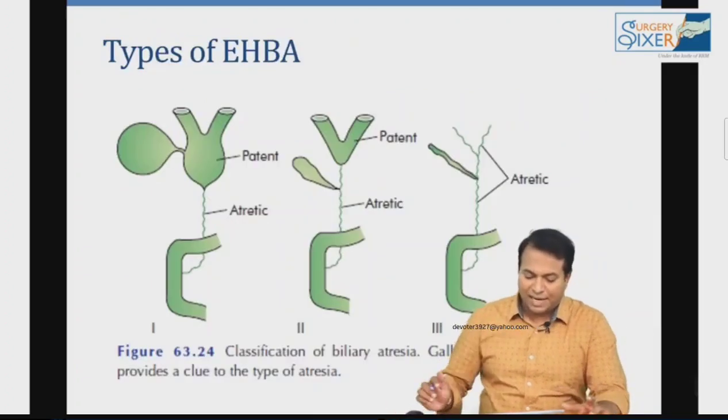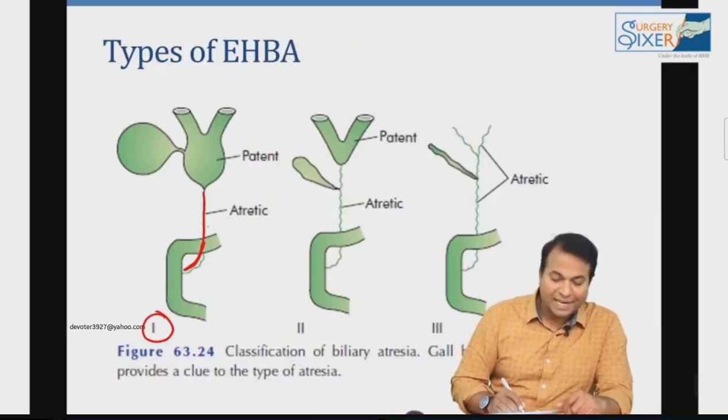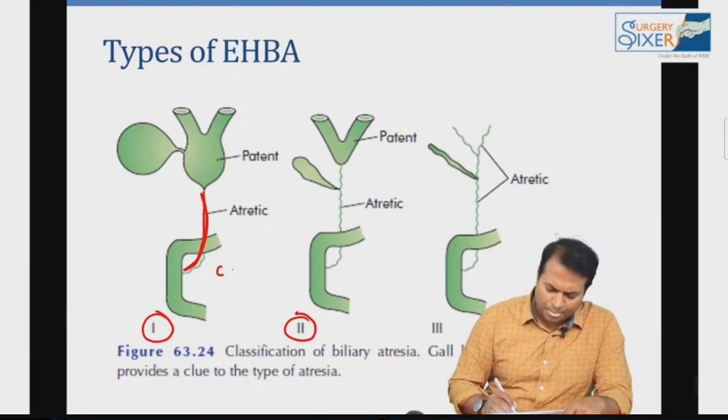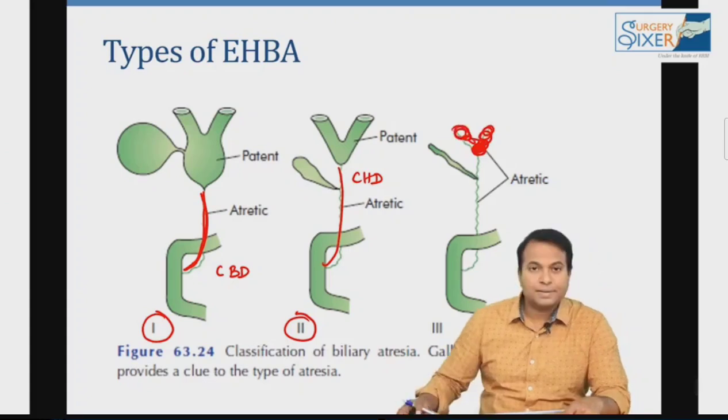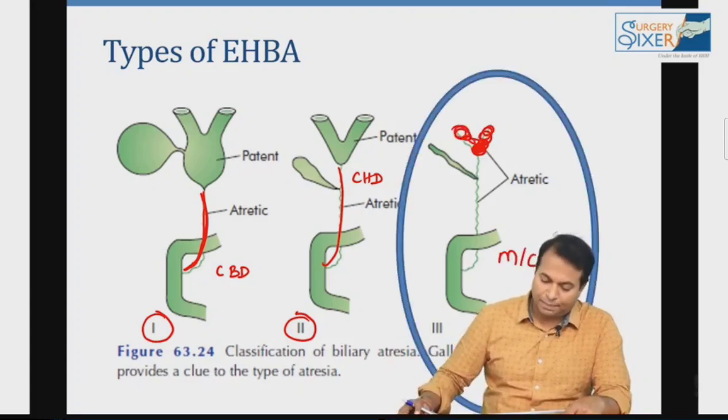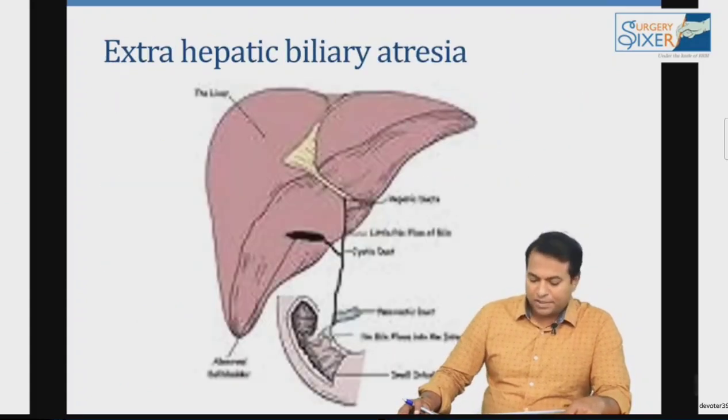Coming to extrahepatic biliary atresia, these are the types. Type 1, in which the common bile duct is obstructed. Type 2, there is obstruction at the common hepatic level. Type 3, there is obstruction at the level of porta hepatis. So this is the most common type. Please don't forget that is the most common type, 90%. So this is a typical picture showing extrahepatic biliary atresia.